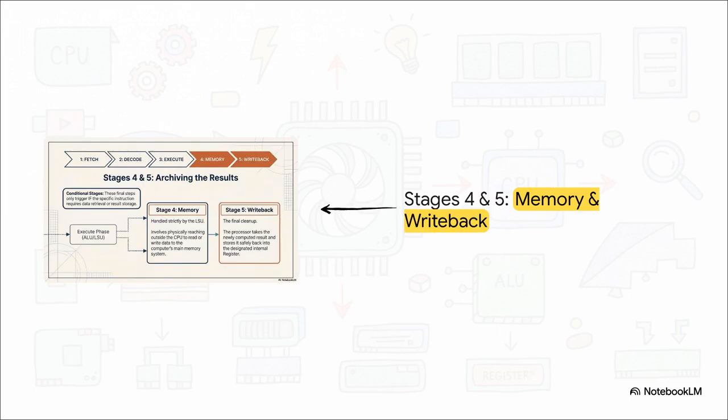Finally, we hit the conditional wrap-up, Stage 4, memory, and Stage 5, write back. Now, these only trigger if the specific instruction demands it. If data needs to be pulled from or pushed out to the main computer memory, the LSU takes care of it right here in Stage 4. Stage 5 is just the final cleanup. The processor takes the shiny new computed result from the ALU and tucks it safely away into an internal register. Cycle complete. Time for the next one.